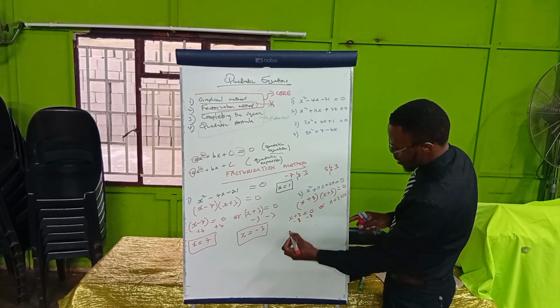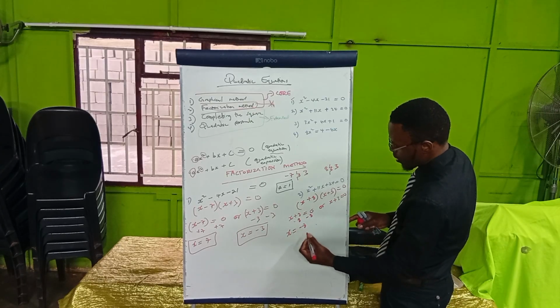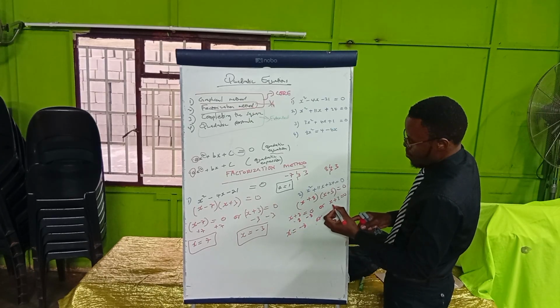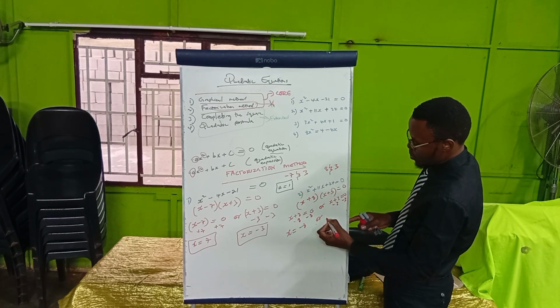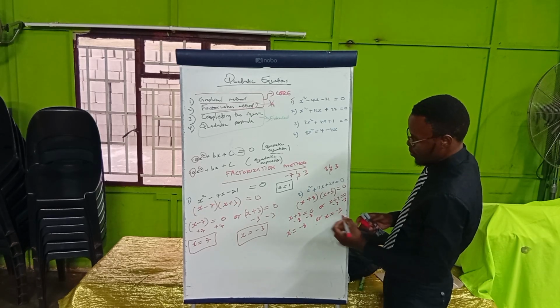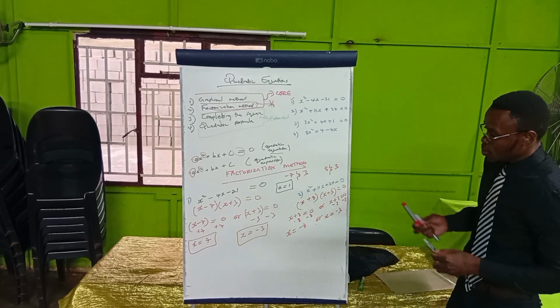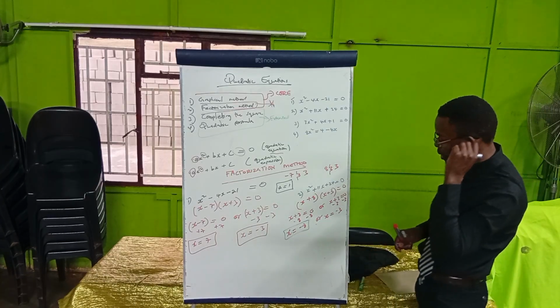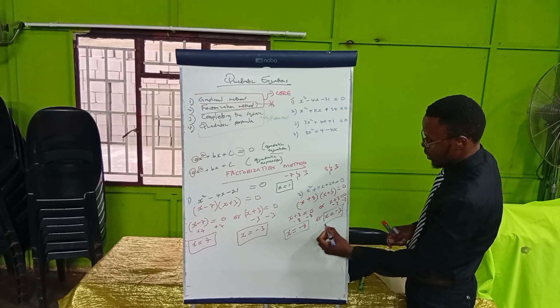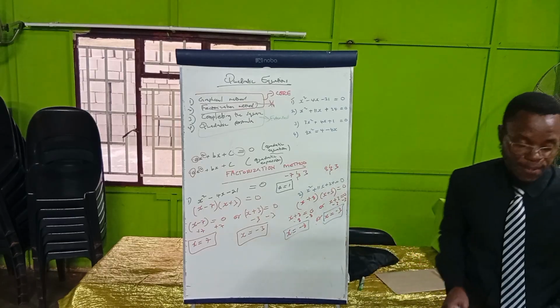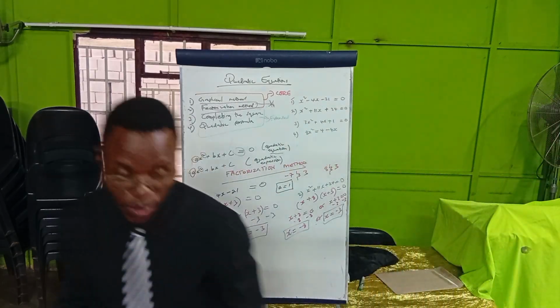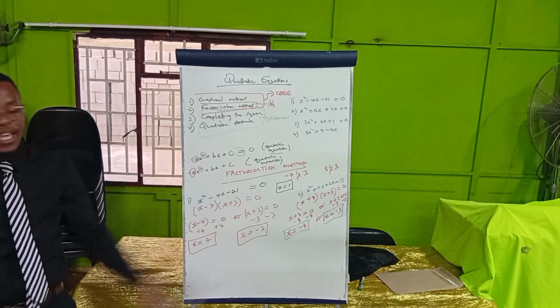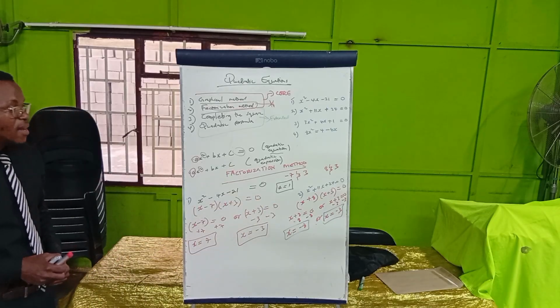Subtract 8 both sides, x is equal to negative 8, or subtract 3 both sides, x is equal to negative 3. So our first value of x in the solution, or the roots, is negative 8, and our second is negative 3. So this is how we solve in a case where the value of a is 1.